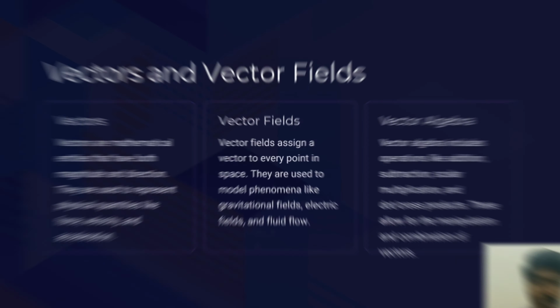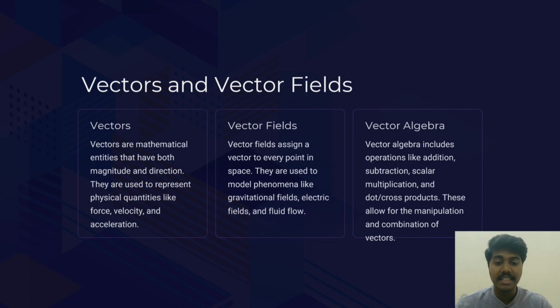Moving on, vectors are mathematical entities that have both magnitude and direction. They are used to represent physical quantities like force, velocity, and acceleration. Then we come to vector fields. Vector fields assign a vector to every point in space. They are used to model phenomena like gravitational fields, electric fields, and fluid flow.